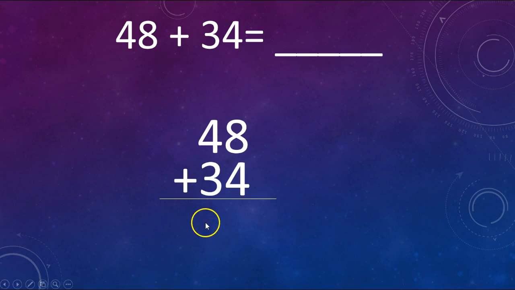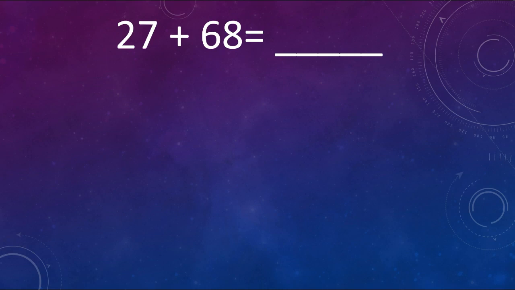So when we start adding, we always start adding the ones first. So what is 8 plus 4? 12. So in the number 12, which number do we need to put in the ones place? The 2. Good. And which number do we need to bring up here? The 1, because it is in the tens. So what is 4 plus 3? 7. Good. Plus 1 more. 8. So 48 plus 34 equals 82.